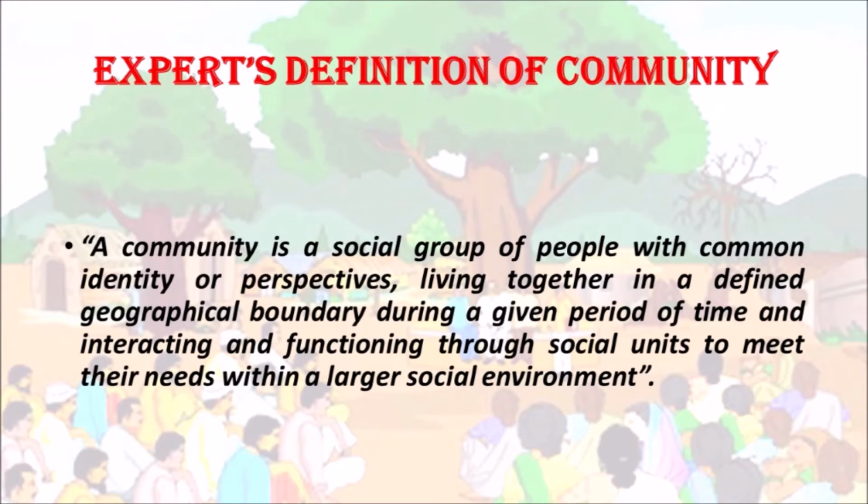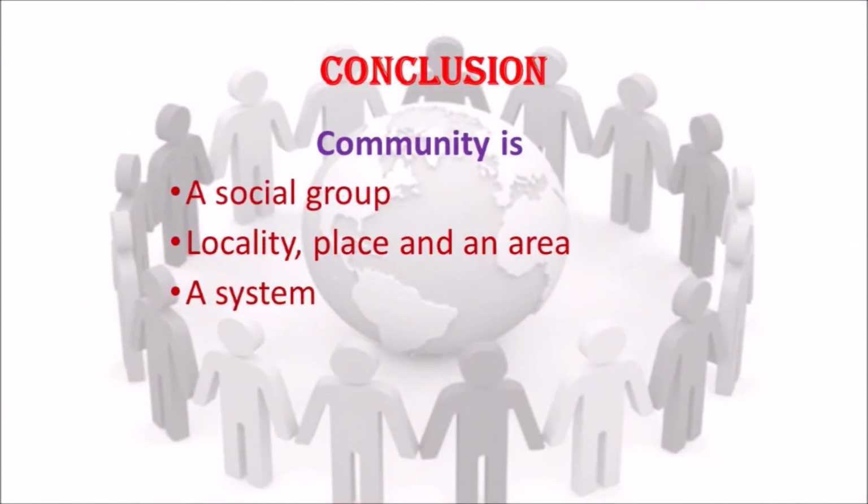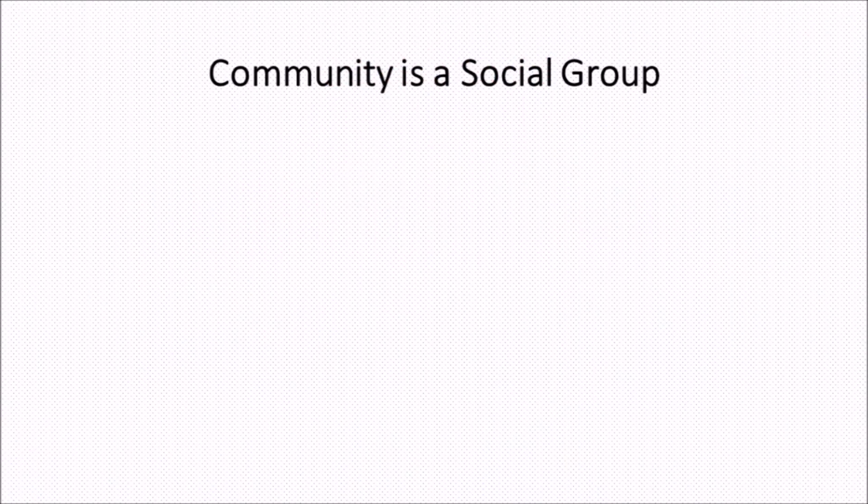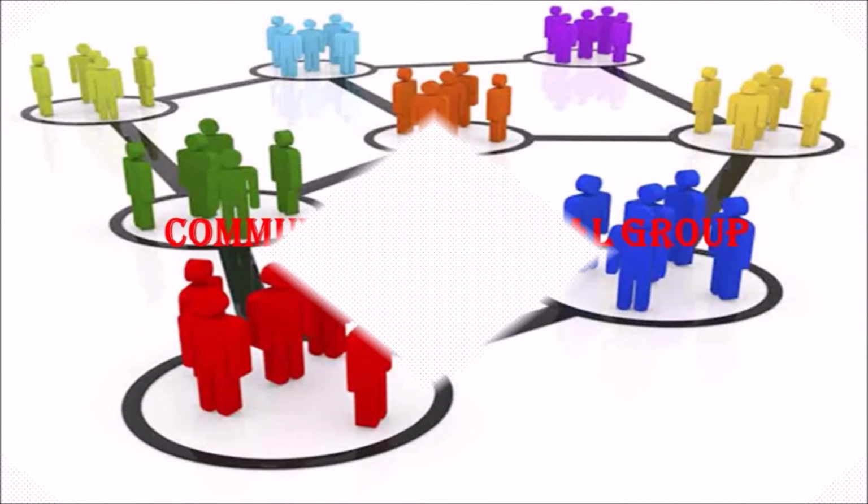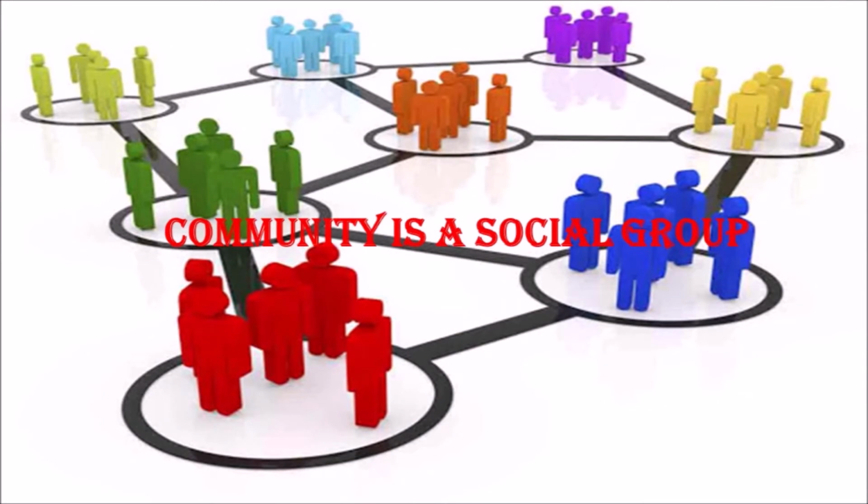Friends, the above given definitions give us a varied idea of community from which we can draw a conclusion. Hence, the community may be a social group, it is a locality, place and an area, and it is a system. According to the above definition, the community is a social group in terms of it being a group of societies which together constitute a community. Each community is comprised of many societies within it.